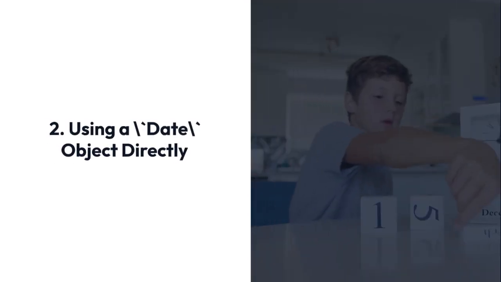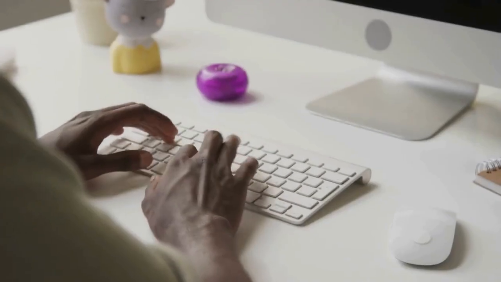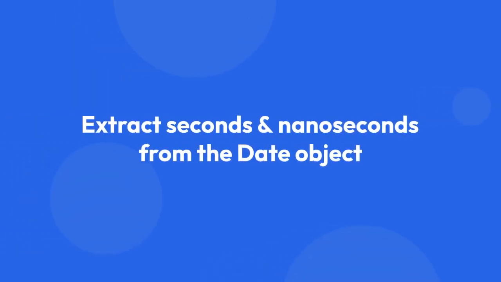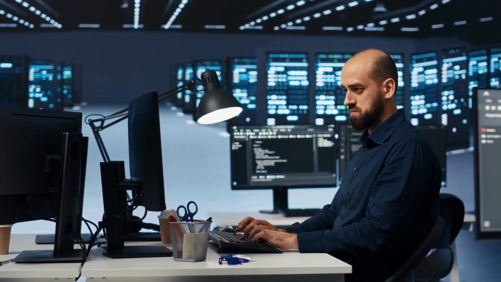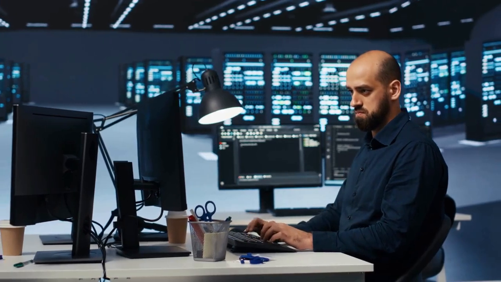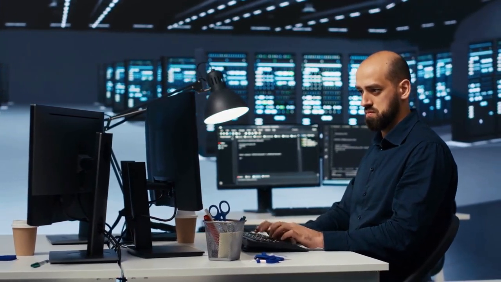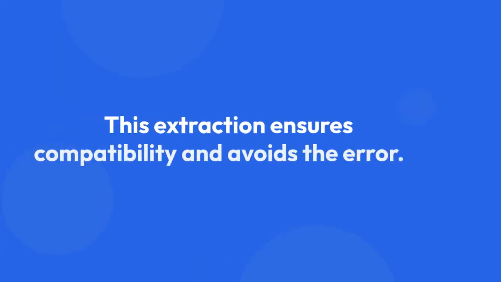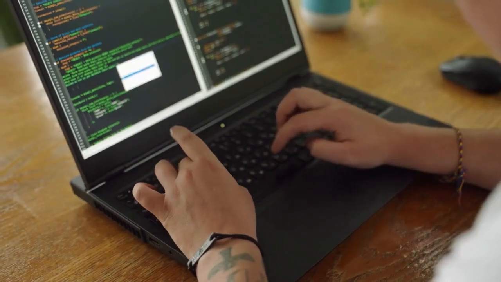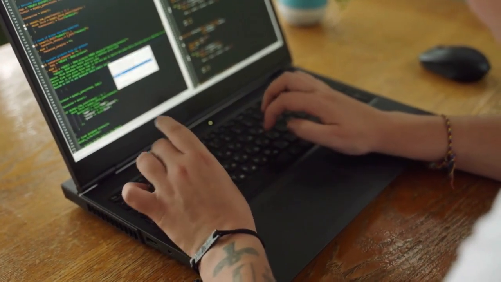2. Using a Date object directly. You should not directly use a JavaScript Date object with Firestore's timestamp field. Instead, extract the seconds and nanoseconds from the Date object and then create a timestamp using those values. To do this, you can use date.getTime() / 1000 to get the seconds, and (date.getTime() % 1000) * 1000000 to get the nanoseconds. This precise extraction ensures compatibility and avoids the error. Remember that getTime returns milliseconds since the epoch.